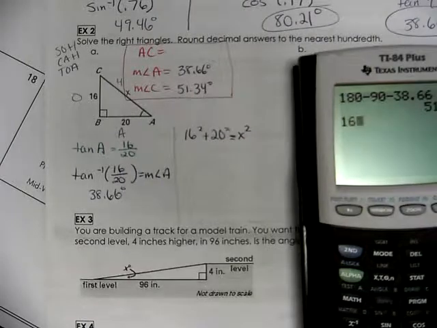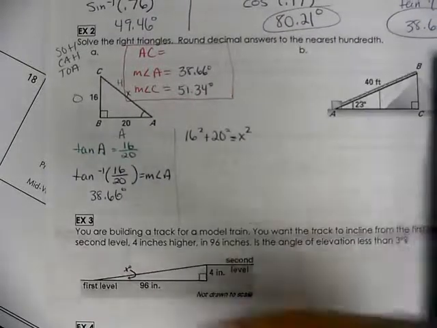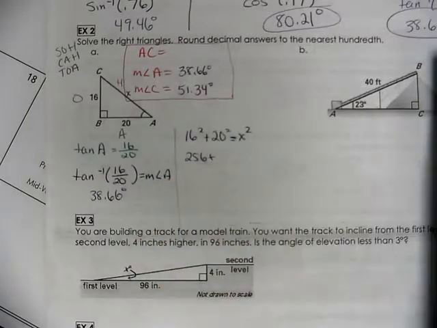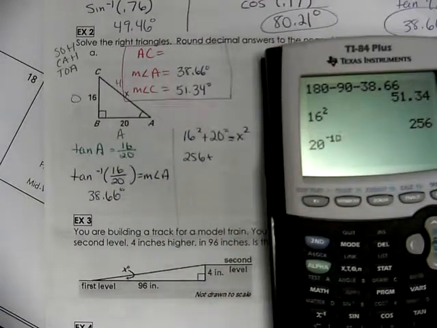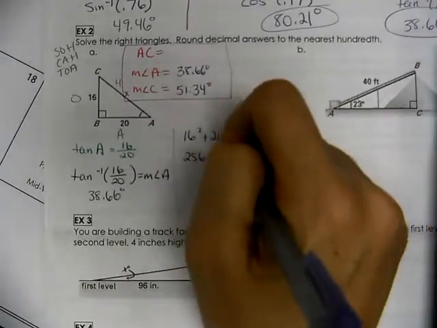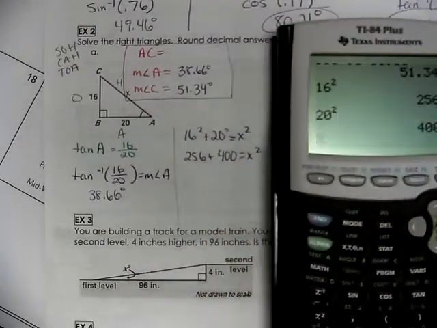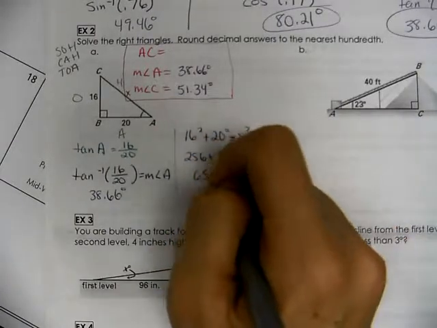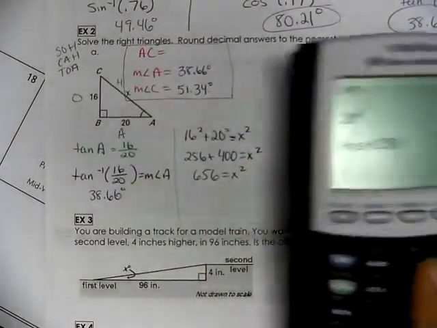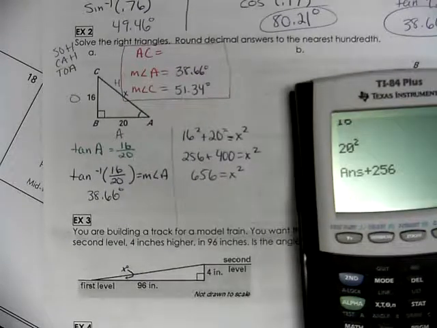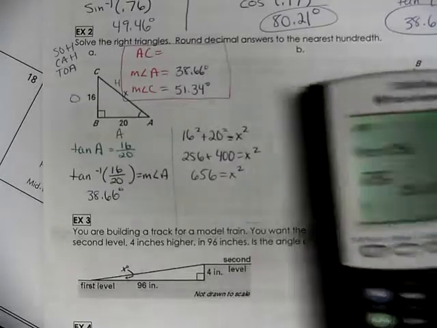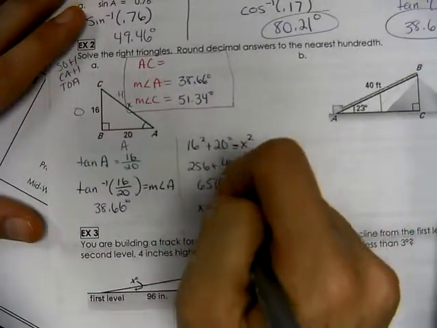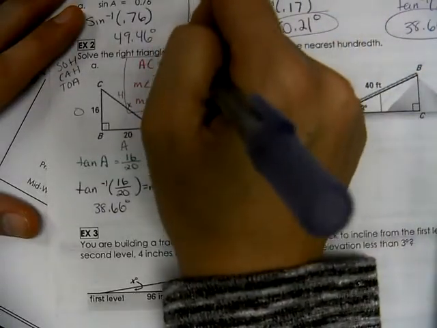What's 16 squared? 256. 20 squared. 400. 656. I'm okay at this point if you give me a decimal answer. You do not have to rationalize. So the square root of 656 is 25.61. So that's how big AC is.